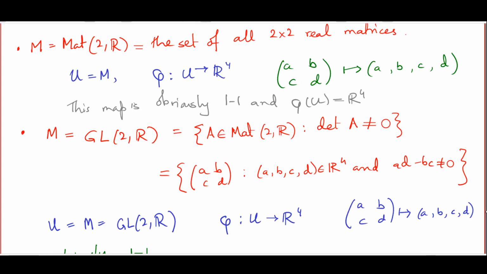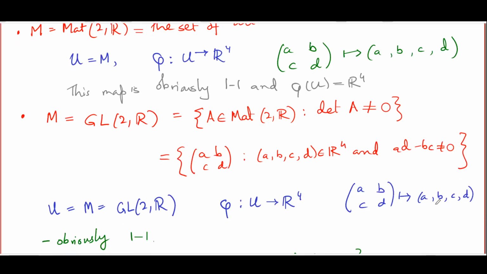Now, is this 1 to 1? It obviously is. In fact, if the final end product is given, you uniquely get the matrix from which you could have got that bunch of 4 numbers. So one-to-oneness, one test is passed. What about openness of phi of U? In the previous example where we used Mat 2R, the openness of phi of U was beyond question because phi of U was simply R4.